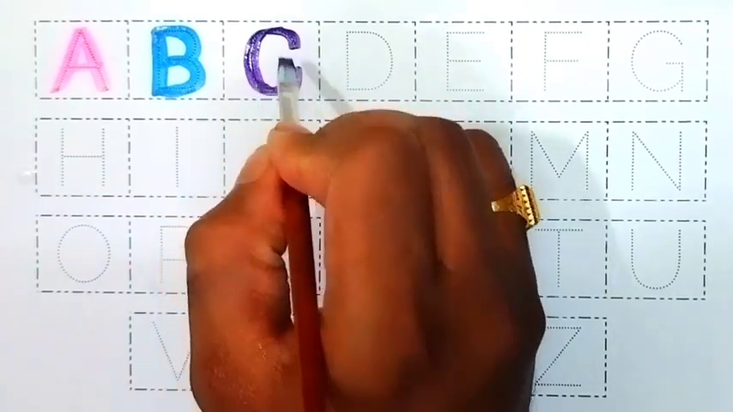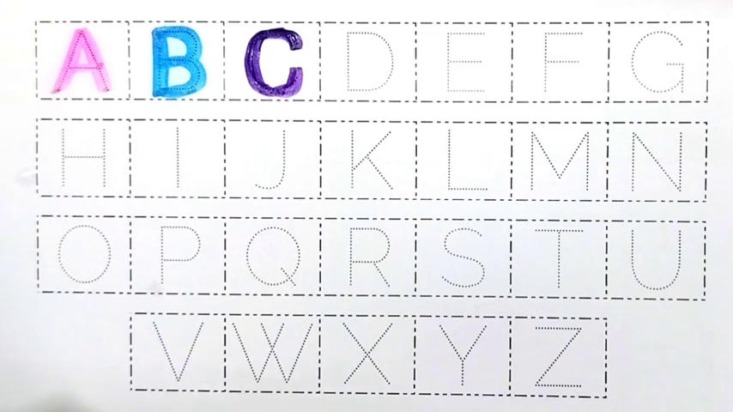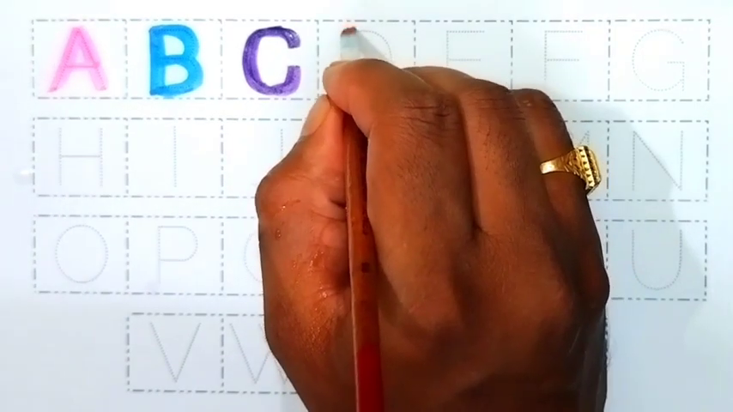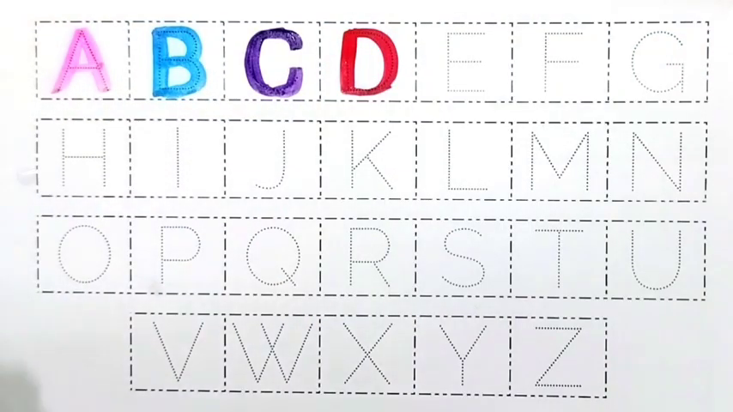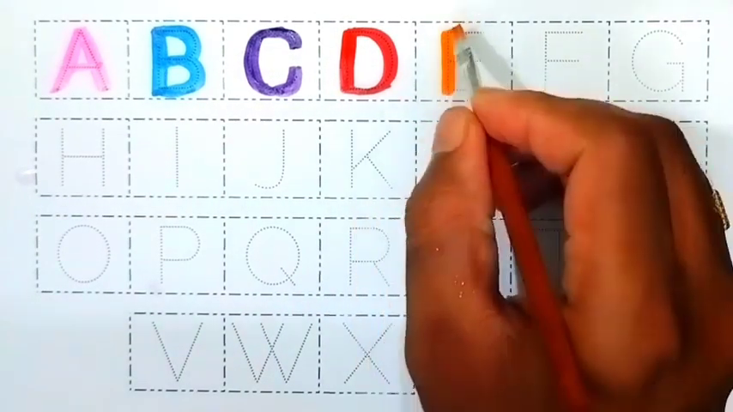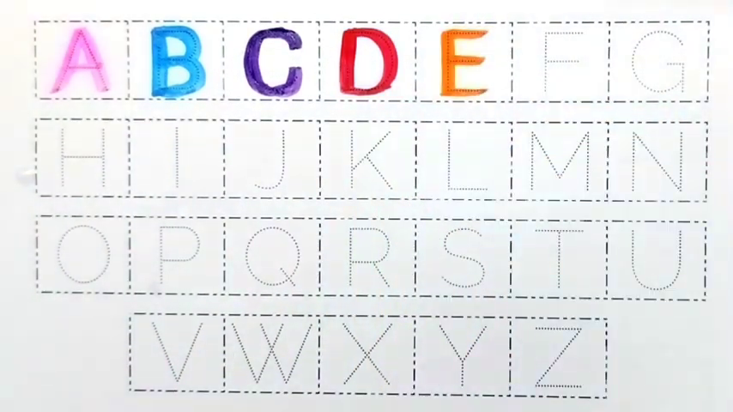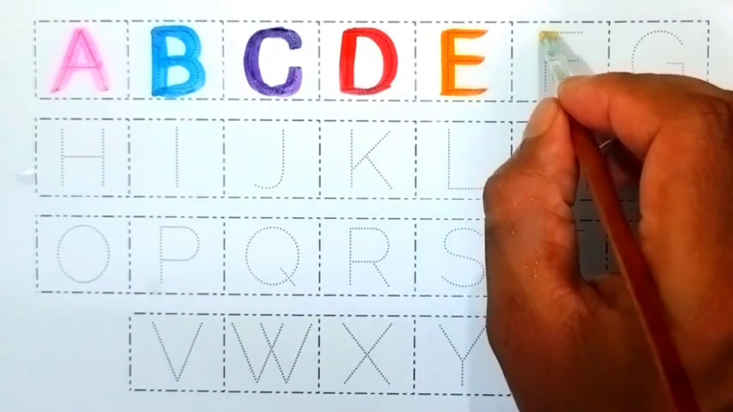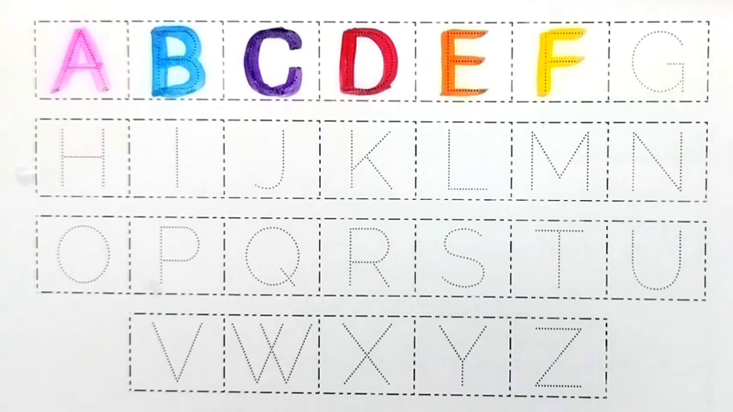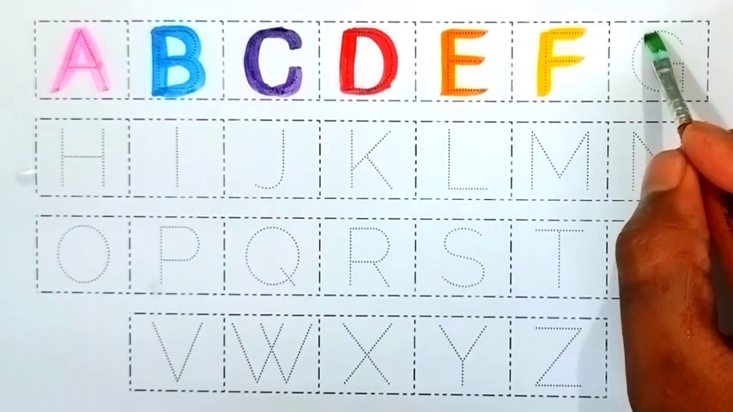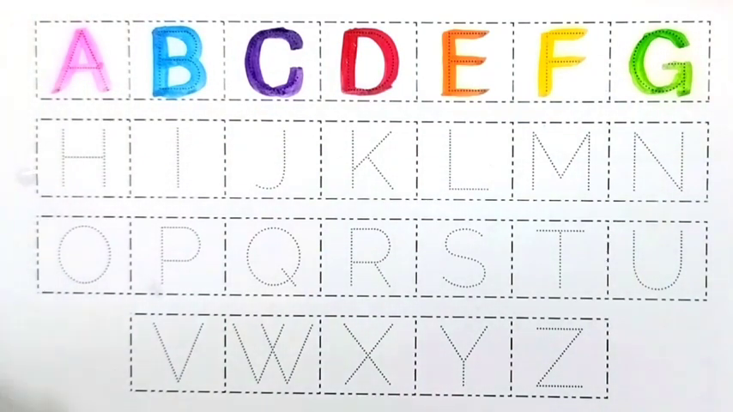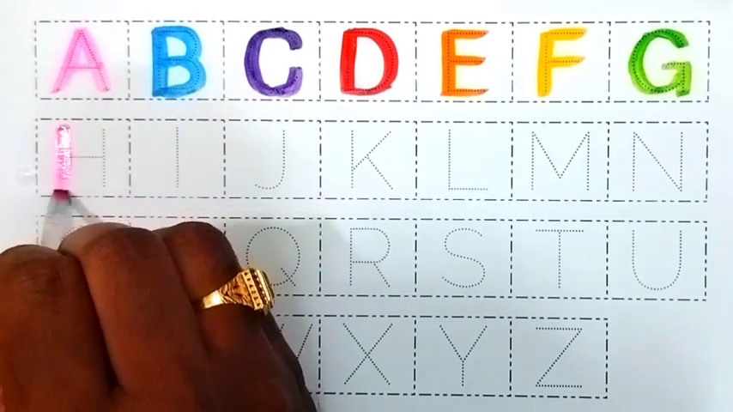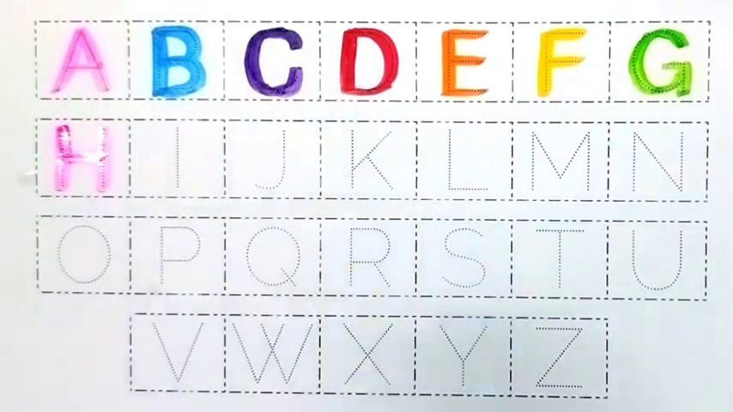C for candy. D for doll. E for egg. F for flower. G for grapes. U, X, Y, and Z. H for helicopter. Won't you sing with me?